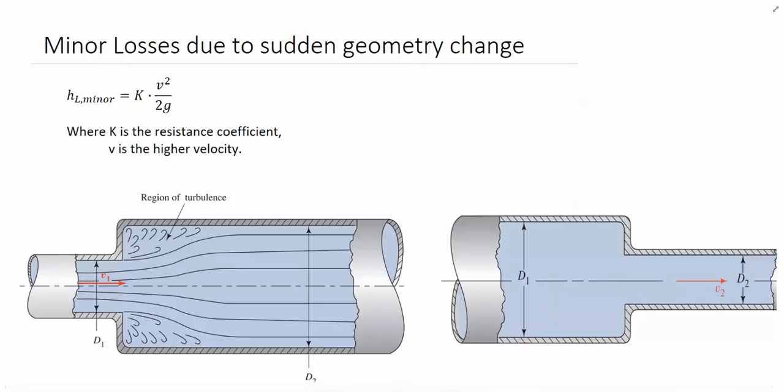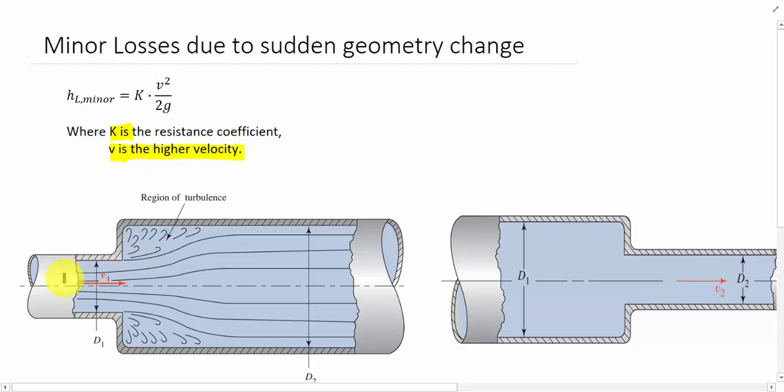When calculating the minor losses due to sudden geometry change, the equation is actually very easy. We just need to use the resistance coefficient K number times V squared over 2g. So that's the thing we need to figure out. And pay attention to this velocity here. This V has to be whatever the higher velocity in the system.